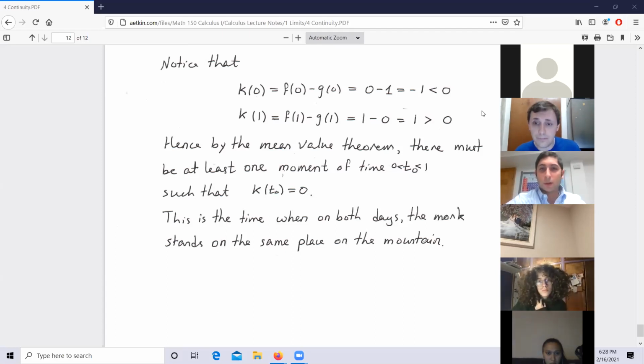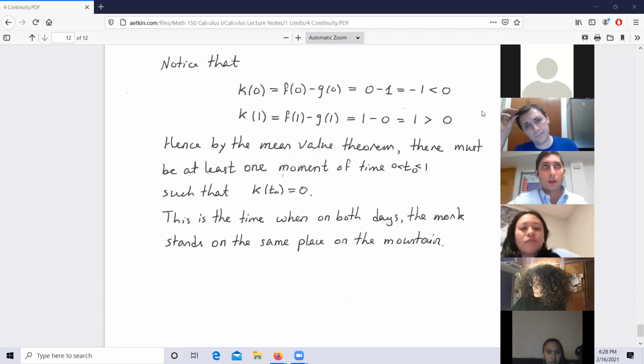Meaning, Professor, because we have a value below the x-axis and a value above the x-axis, and we know it's continuous, we therefore know that there's a number in between the -1 and 1, and therefore there's a point at which the monk will meet at the same time and place.